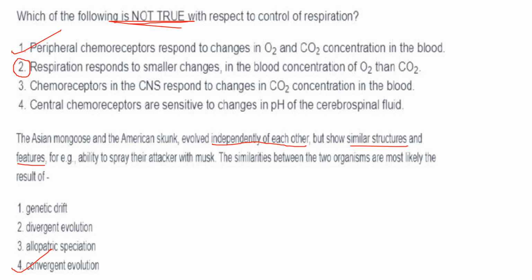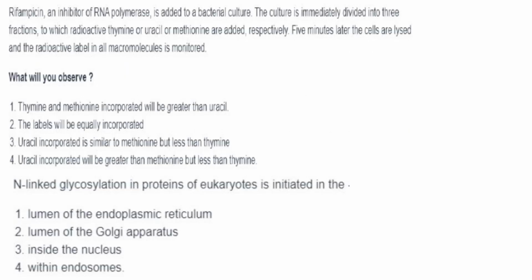So the answer here is convergent evolution. Then rifampicin, an inhibitor of RNA polymerase, is added to bacterial culture. The culture is immediately divided into 3 fractions to which radioactive thymine or uracil or methionine are added. Okay. 5 minutes later, the cells are lysed and the radioactive label in all macromolecules is monitored.